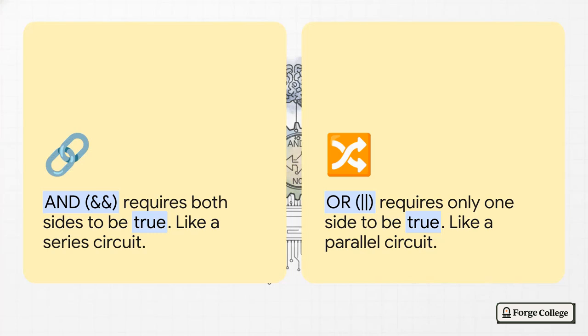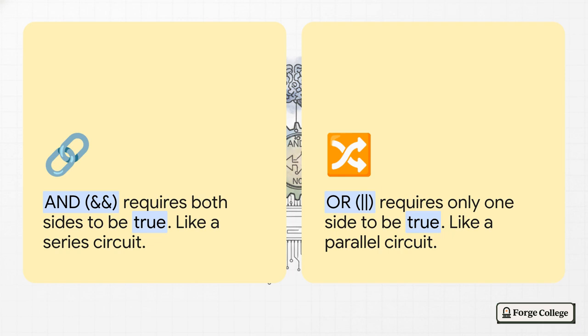Moving on to part 2, logical operators. So, how do we actually combine these true and false values to make complex decisions? Well, we can visualize these operators just like electrical circuits. First up, we've got the needy AND operator, which we write with 2 ampersands. It's demanding. It literally requires both the left side and the right side to be true. Think of it like a series circuit. Both logic switches have to be closed for the current to flow at all.